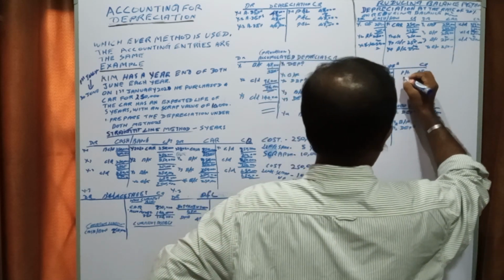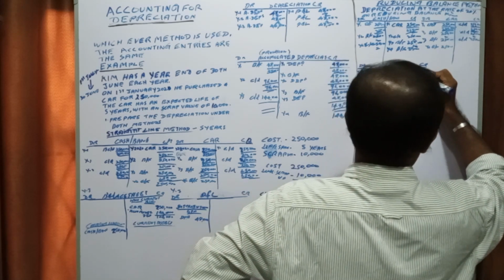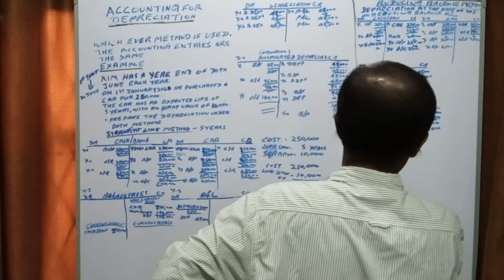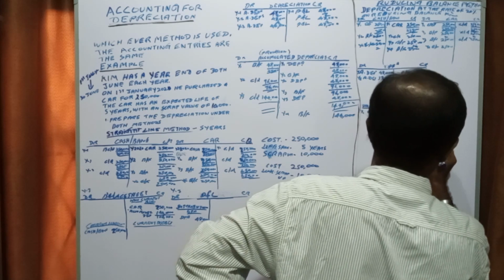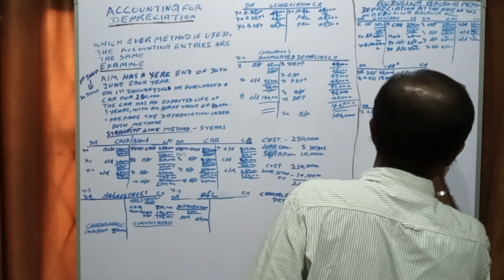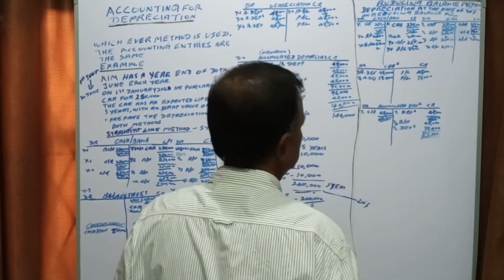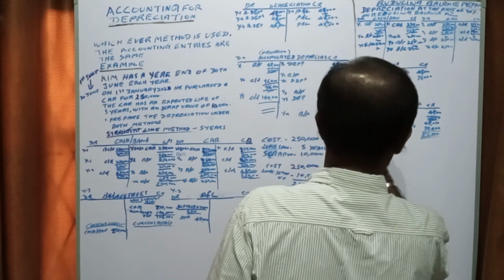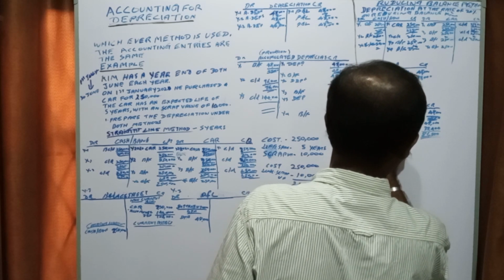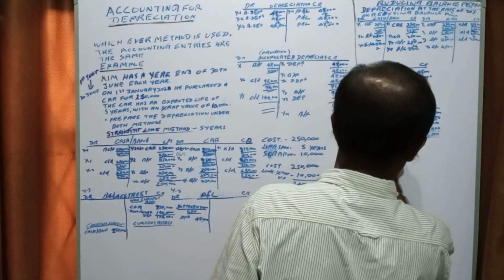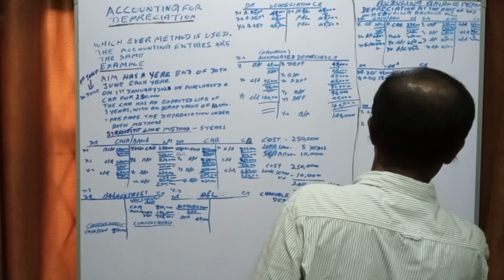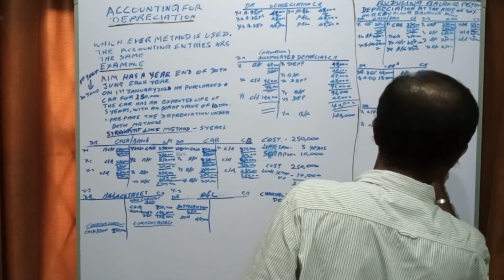This 38,400 goes to P&L, right? Here it goes to accumulated depreciation, carried down 86,400. Year 2 carried down 86,400. In year 3, brought forward 86,400.